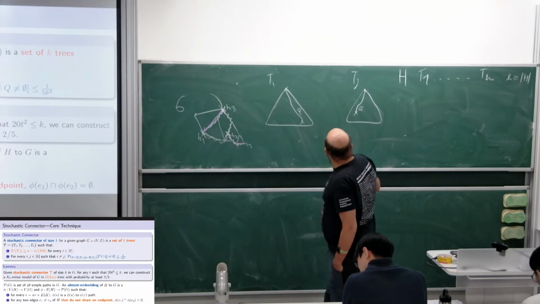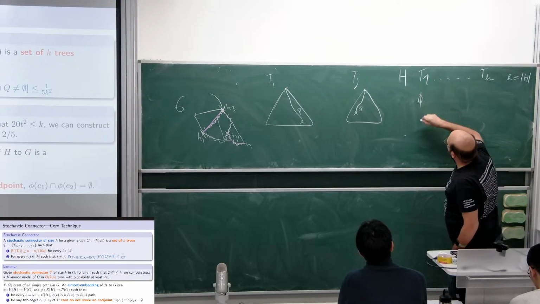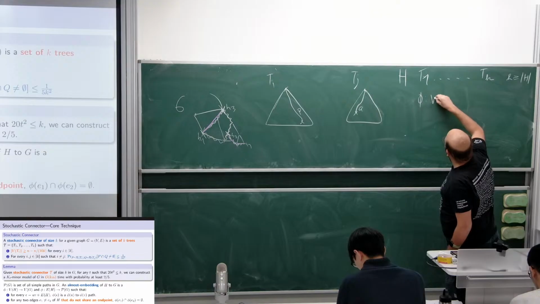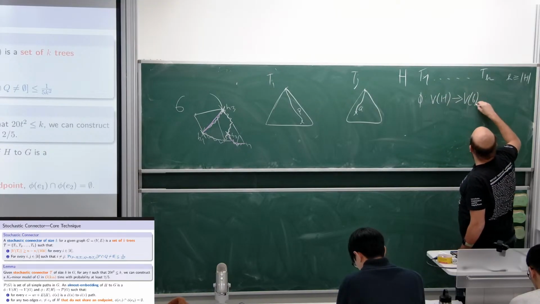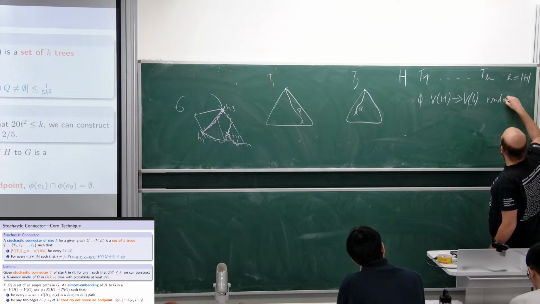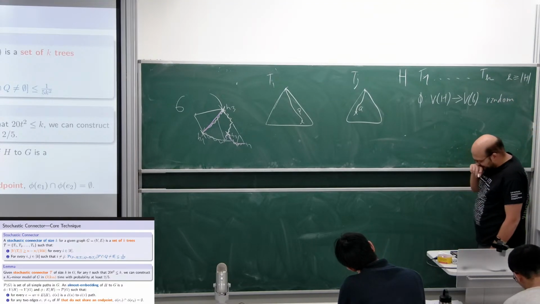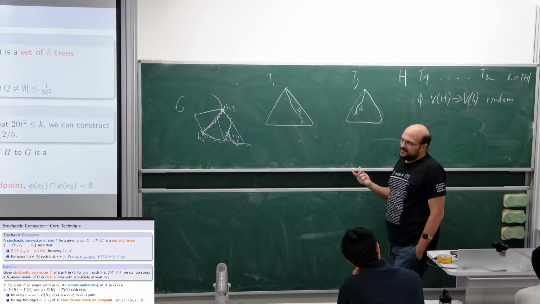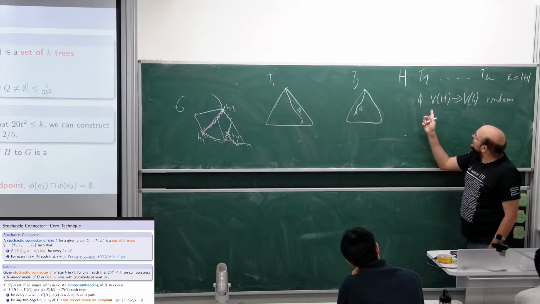And now what I will do, I will do this mapping random. So this mapping from VH to VG will be random. And now, the first bad thing that can happen is that... okay, and I would like to tell you the intuition.